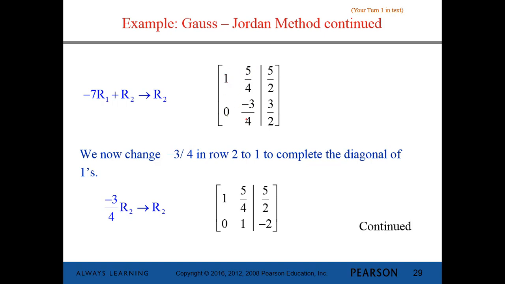Now we go to the second column, and we want this here to be a 1. Now that we've got the 0, we look at this row, second column, and we want this to be a 1. How are we going to get that? We want to multiply this by some number that gives us 1. The easiest is the reciprocal. If we multiply this by the reciprocal, -4/3, we get 1.